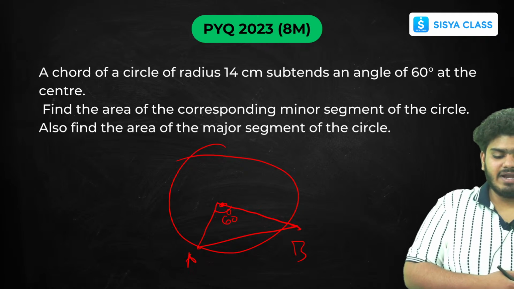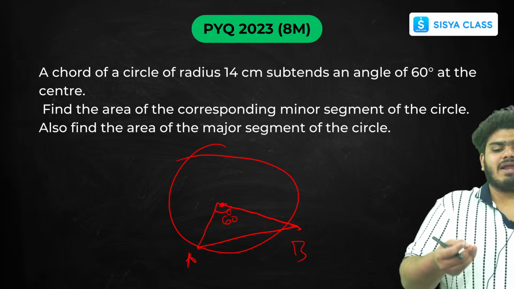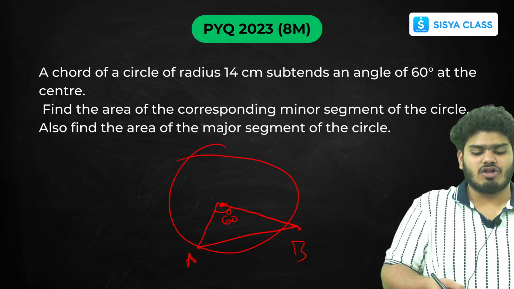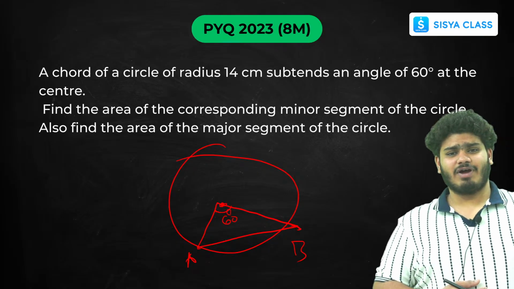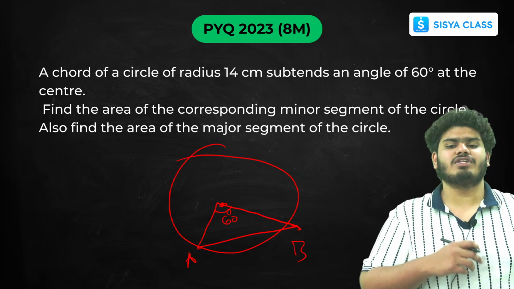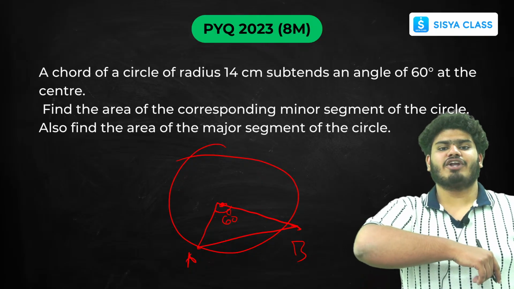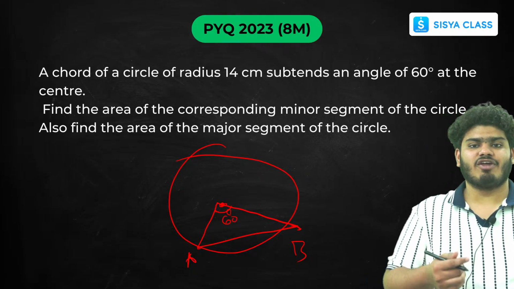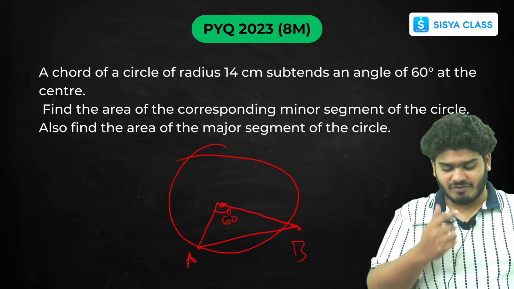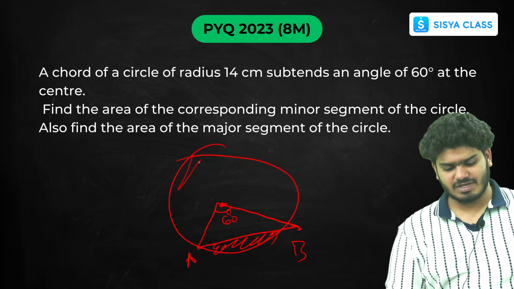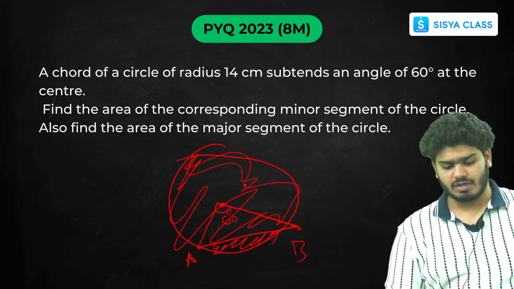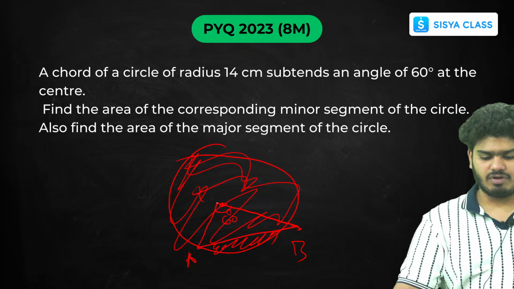Find the area of the corresponding minor segment of the circle, and also find the area of the major segment. I hope everyone knows this one, right? Because I already taught previously how to find the area of a segment. Minor segment is this, major segment is this, complete with the triangle. So the difference of the minor from the major is this. Wait, let us solve that.